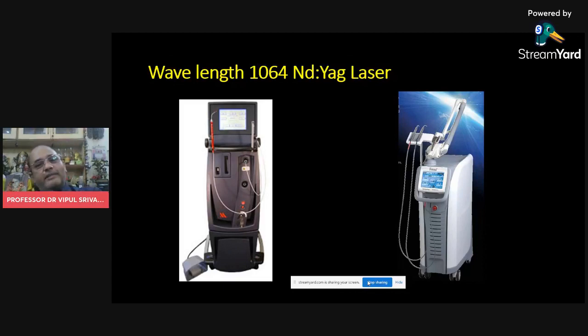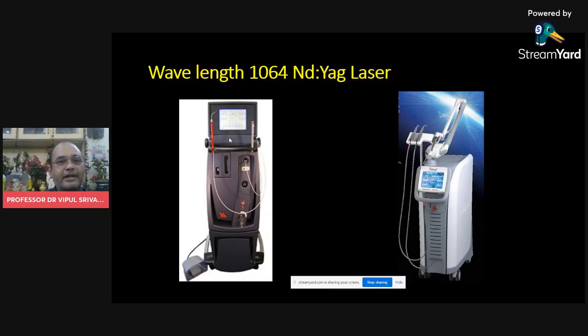So next comes the wavelength 1064, that is the Nd:YAG laser. As you all can remember, this is the first wavelength which was introduced and FDA approved in dentistry. It was in 1989. So you can see on the left side of the screen, if I can show you with the pointer, this is a Periolase. It is Periolase 7, owned by Millennium Lasers, and this particular laser is a dedicated Nd:YAG laser.